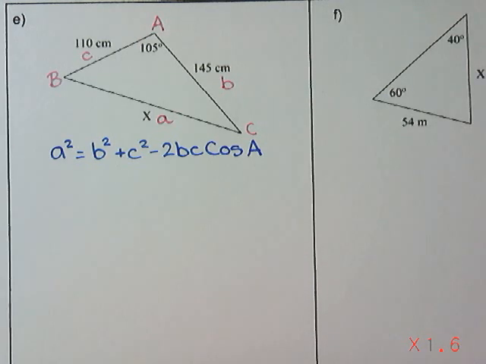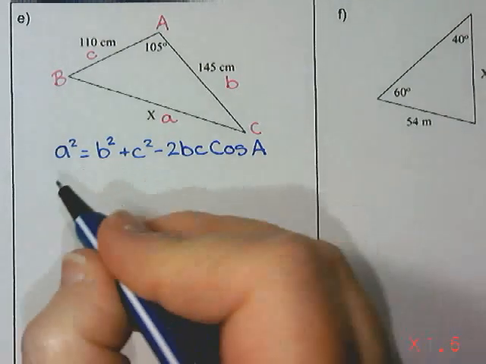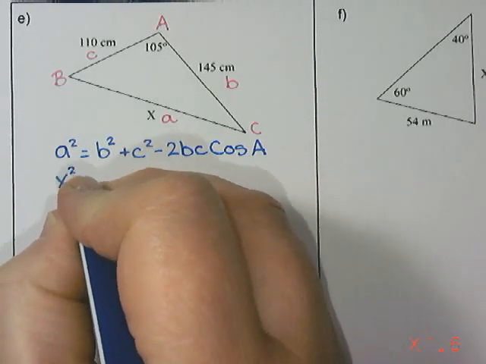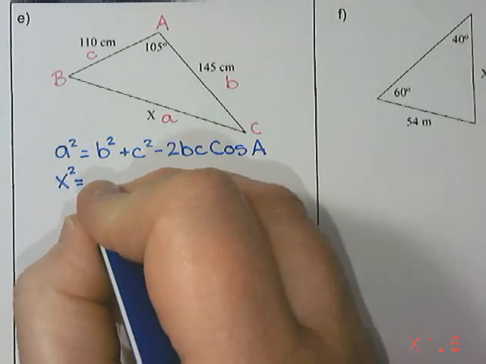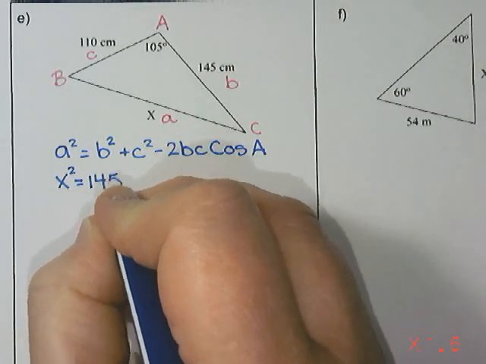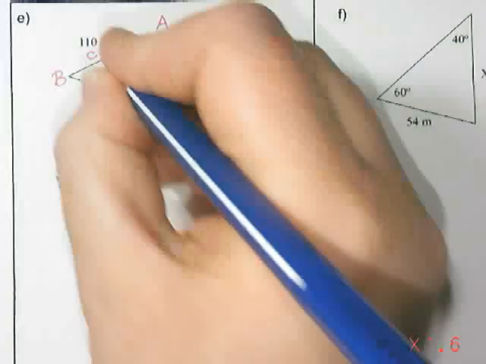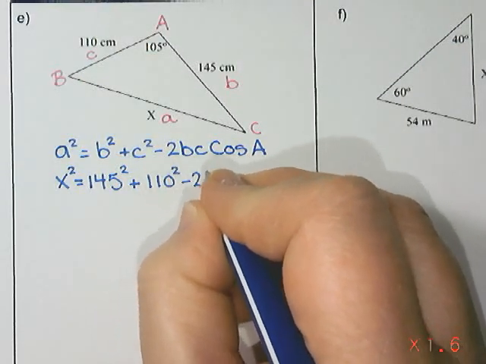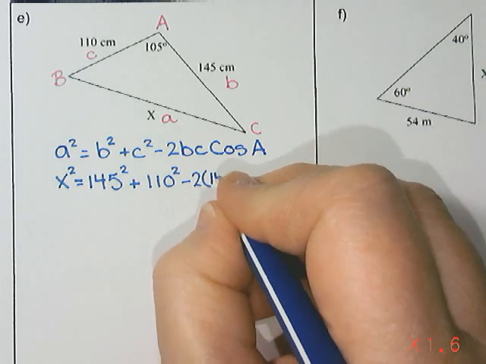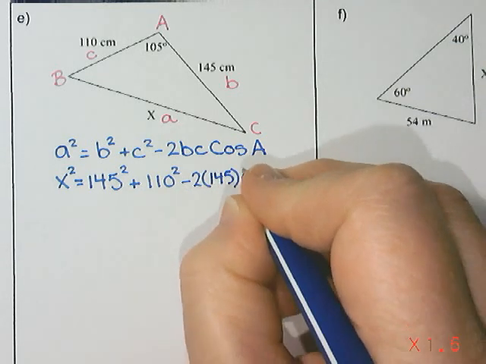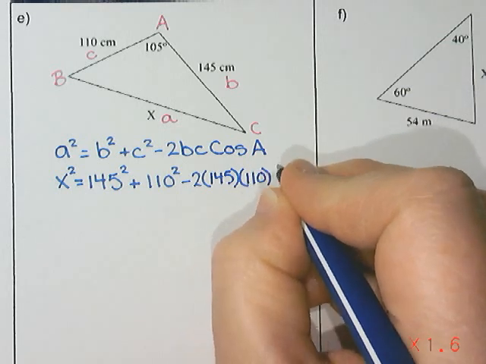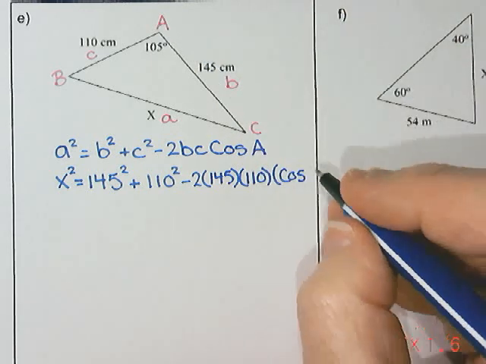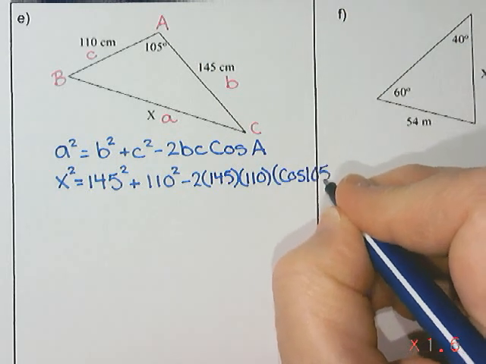So I'm going to substitute all of my values into my formula. A is x, so I have x squared equals B, 145 squared, plus C, 110 squared, minus 2 times B, 145, times C, 110, times cosine of angle A, which is 105 degrees.